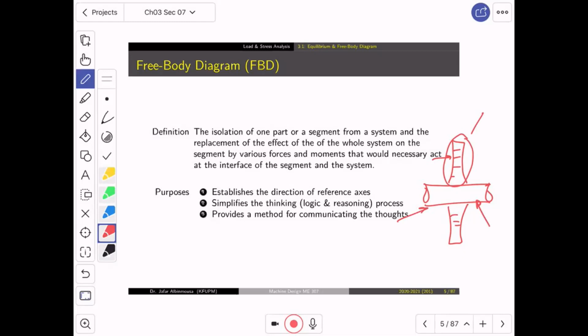So the isolation, we agreed that we need to isolate the part. The isolation of one part or a little segment from a system, and replacement of the effect of the whole system on that little segment by forces and moments, is basically the free body diagram. That's why the title of this slide is free body diagram, FBD.